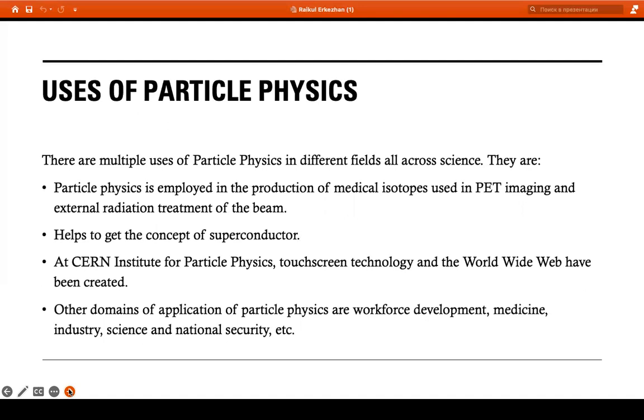Uses of particle physics: there are multiple uses of particle physics across the sciences. Particle physics is employed in the production of medical isotopes used in imaging and external radiation. It helps to get the concept of superconductors, and other domains of application are medicine, industry, and national science.